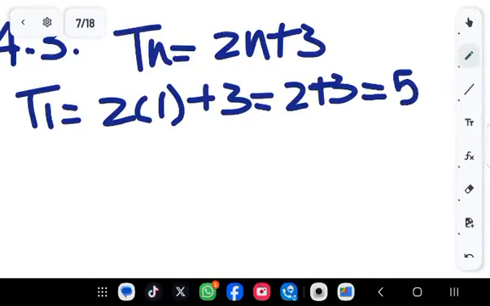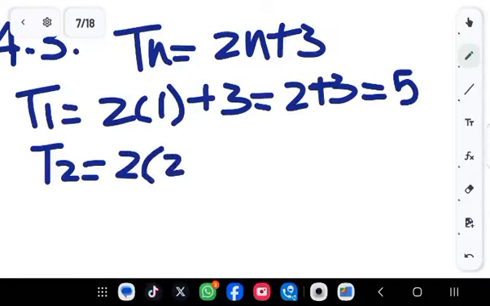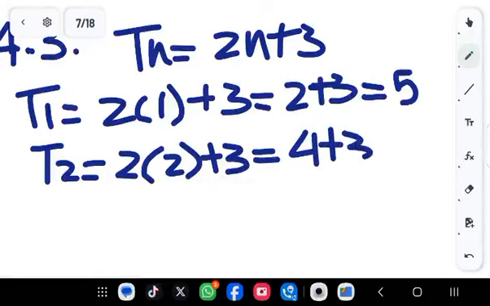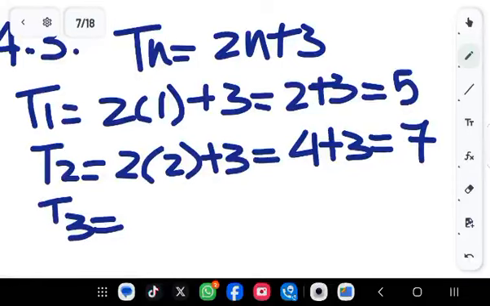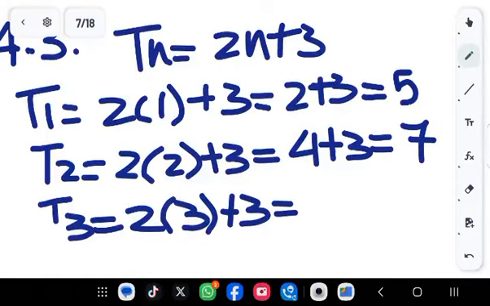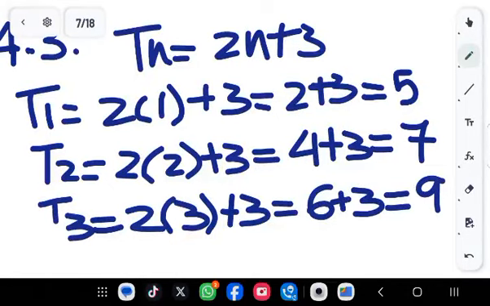Just to make sure you are sure of what you're working with. Now, term number 2 will be 2 times 2 plus 3, which is 4 plus 3, and that gives us 7. The last one, term number 3, is 2 times 3 plus 3. That gives us 6 plus 3, which is 9. So these are the first 3 terms.